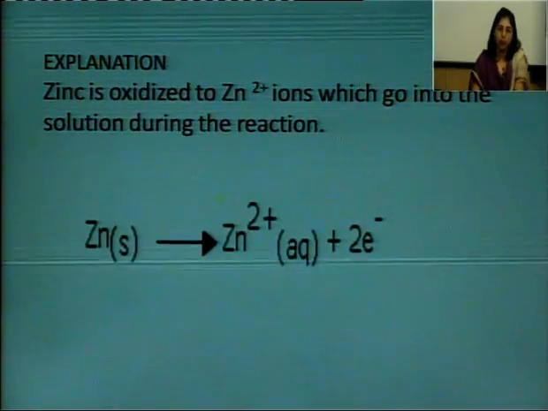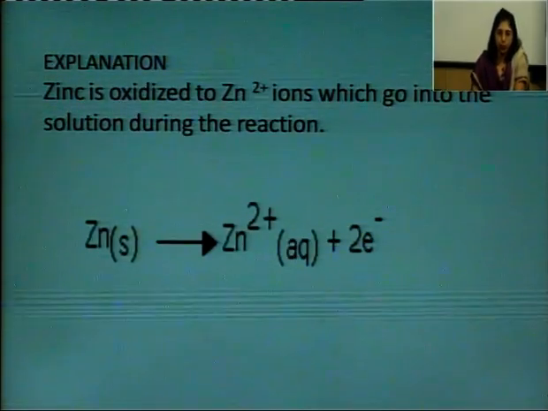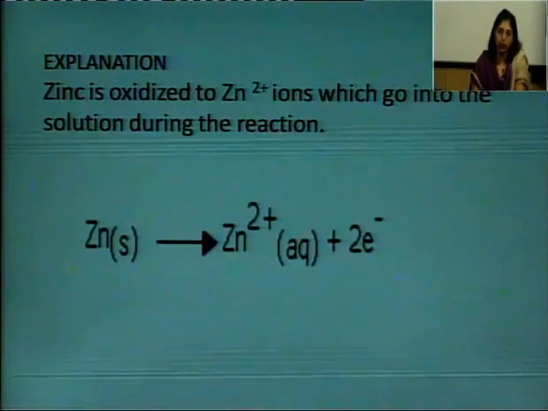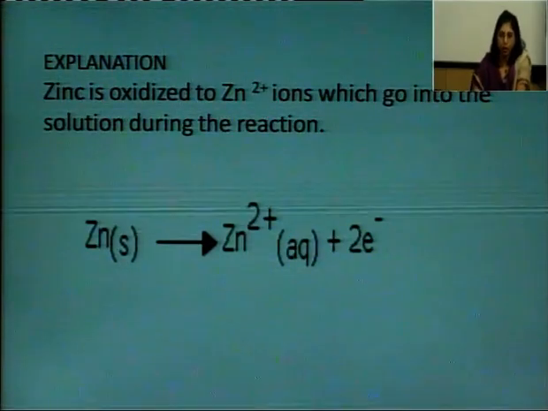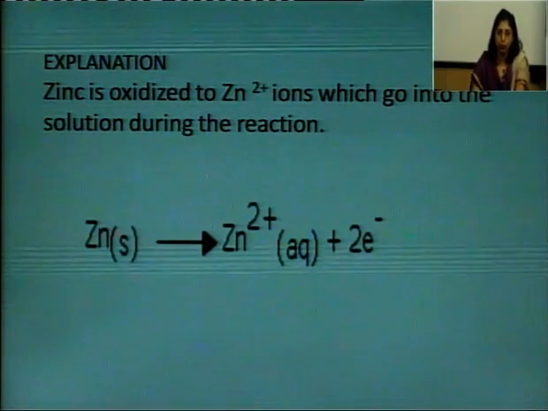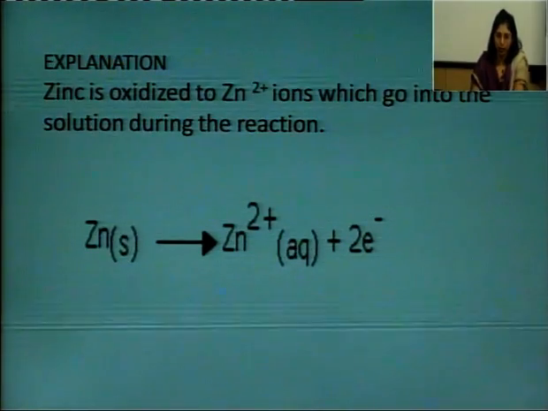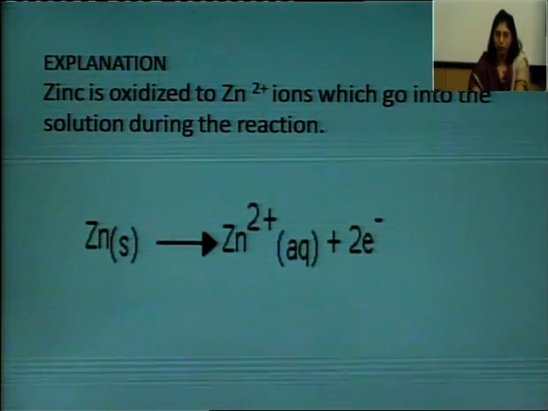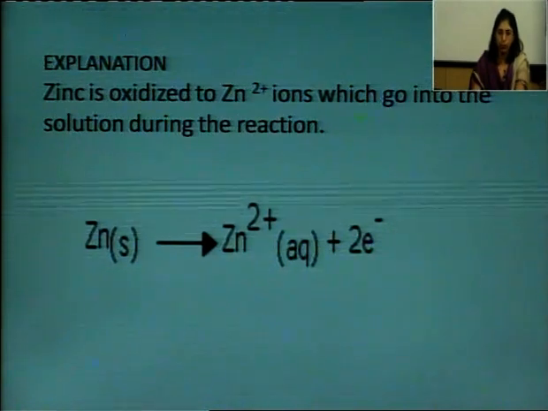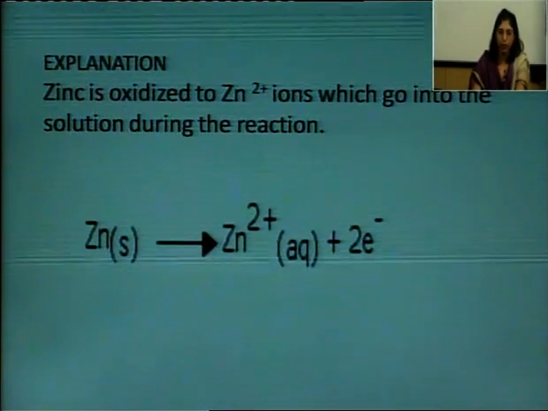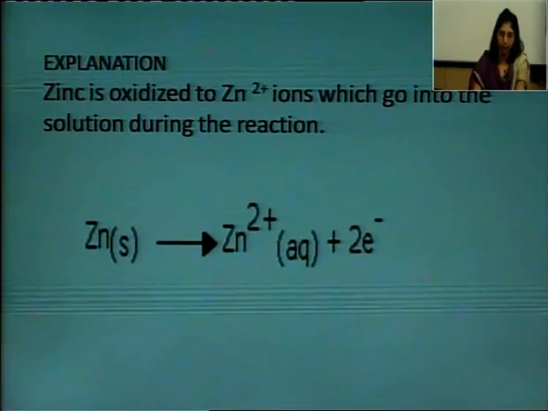In the first observation, zinc loses its weight because it is oxidized to zinc ions which go into solution during the reaction. So, zinc is undergoing oxidation and losing 2 electrons, that is why it will lose its weight.